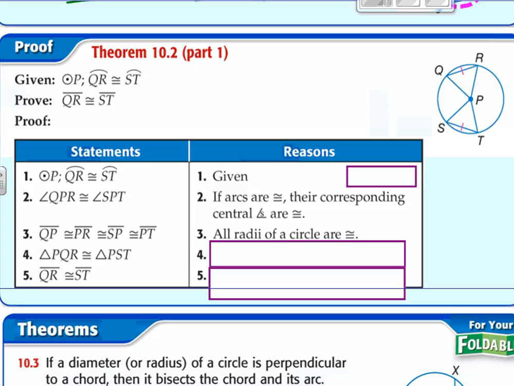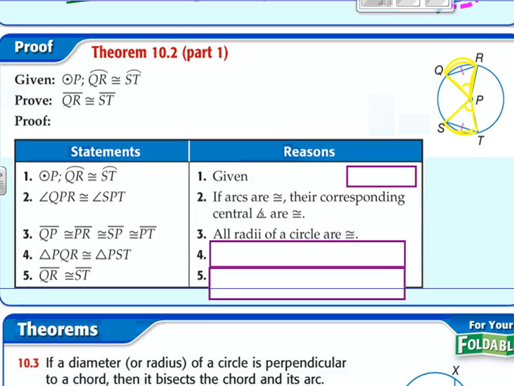In one of the earlier sections, we were told that if I have two arcs that are congruent, then their central angles are also congruent. And that's what this says. So I'm going to highlight it in yellow, and then I'll get rid of the yellow writing. If arcs QR and ST are the same, then these central angles, QPR and SPT, have to be the same as well.